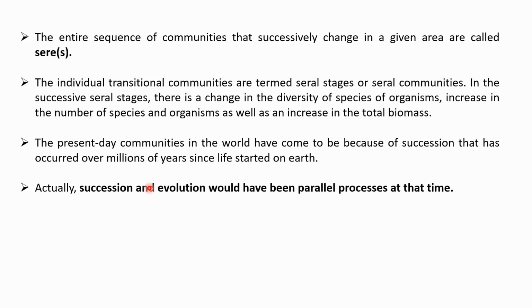So we can say that at the time when life was starting on the earth, succession and evolution would have been parallel processes, where the changes in the environment were rapid, and these rapid changes led to the gradual replacement of different species, ultimately producing a climax community that has better stability in that particular ecosystem. So succession and evolution would have been a parallel process at that time when life was getting started on the earth.